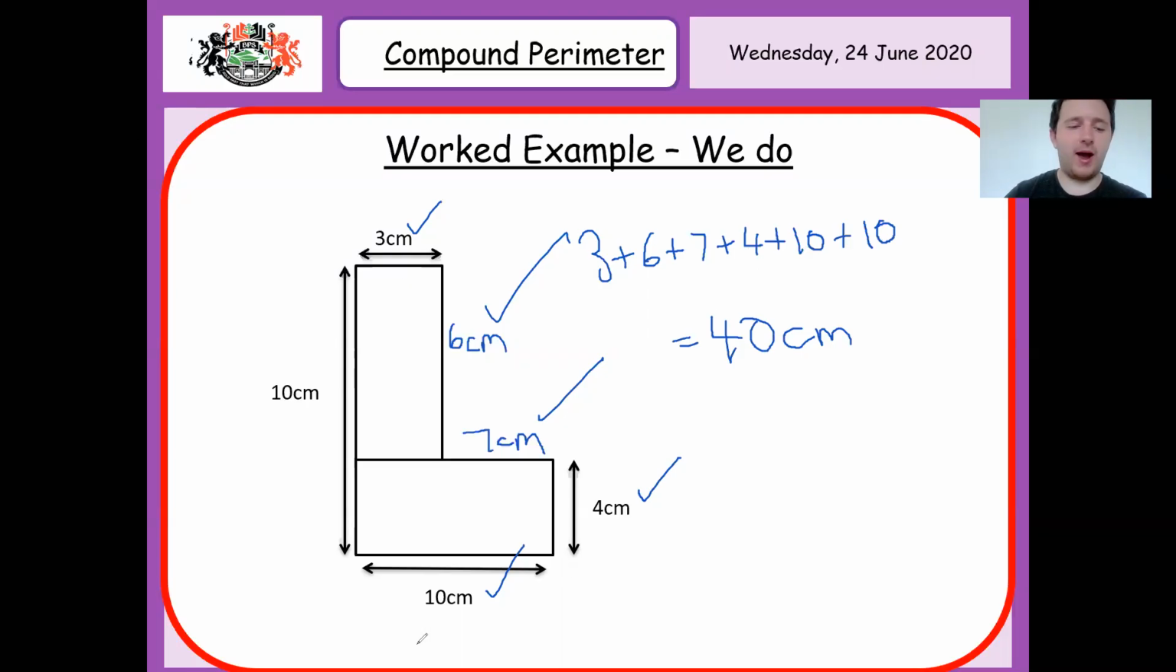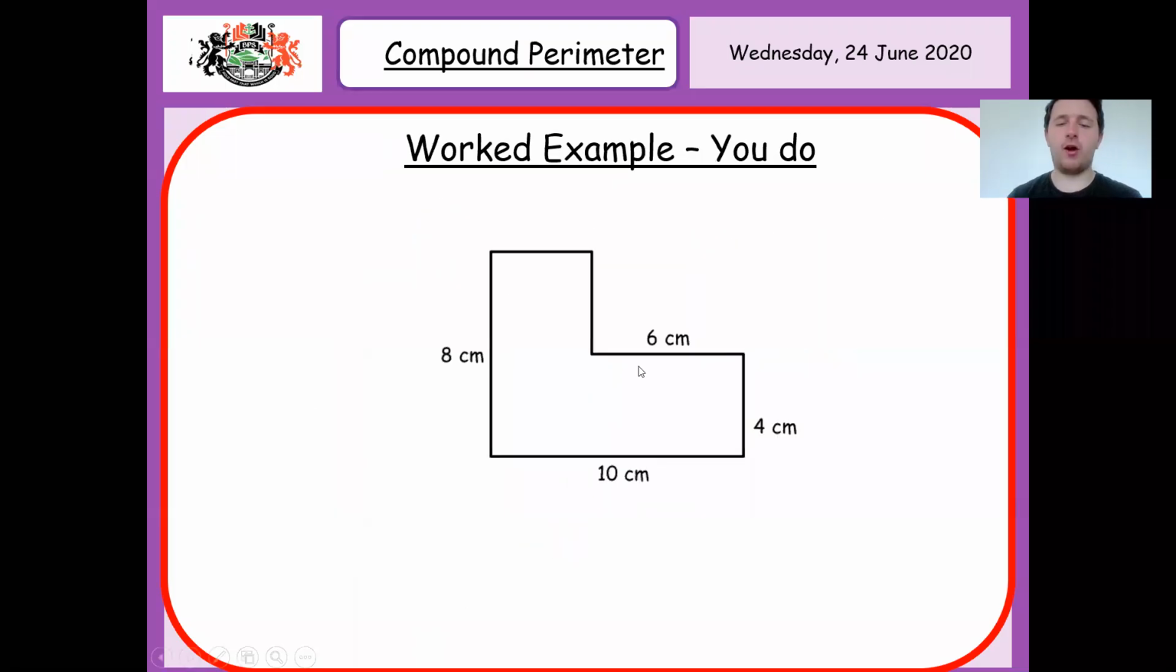Right, so I'm going to clear that. There's one for you to have a go at on your own. So step number 1, work out the missing lengths. And then step number 2, you need to add them all together. So you can pause the video and have a go.